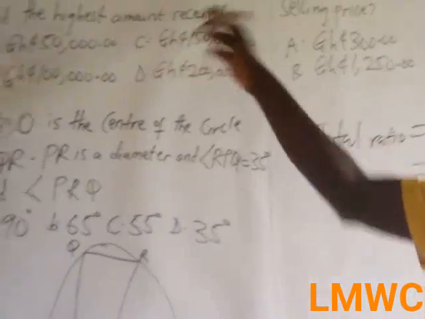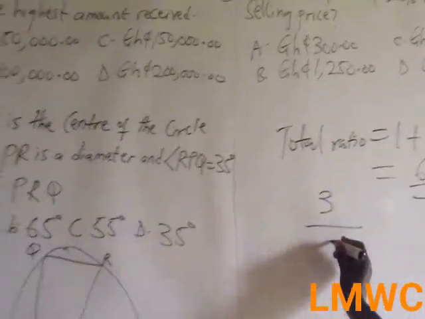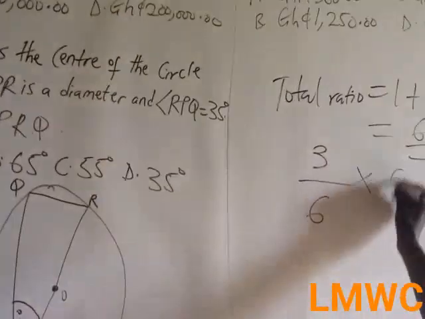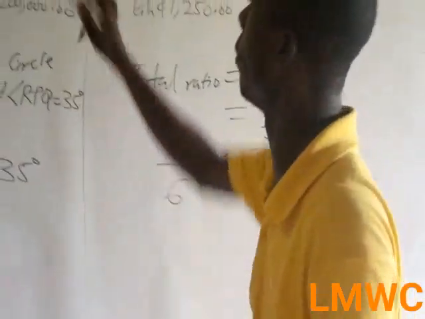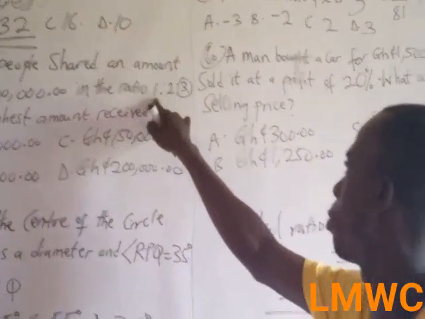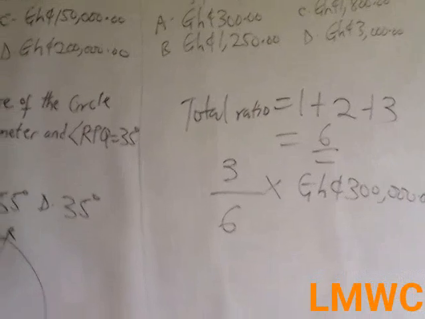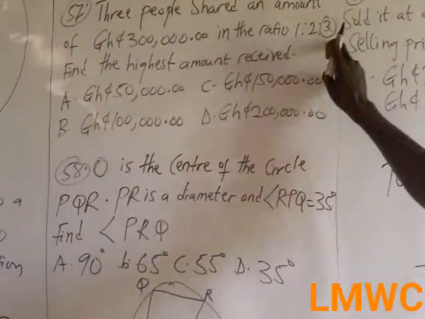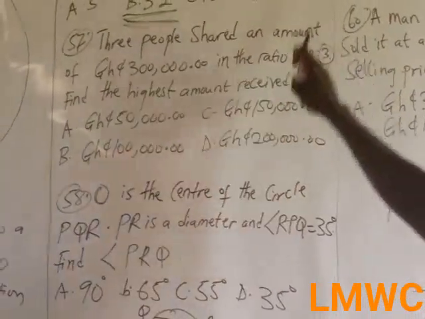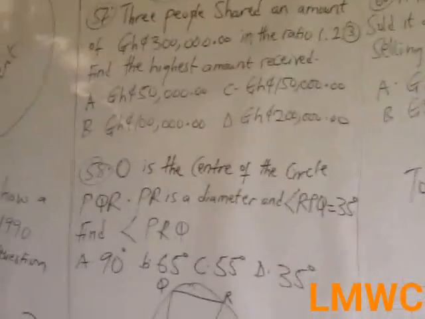To get your highest share, you take the highest ratio, which is 3, over the total ratio times the amount, which is 300,000 Ghana cedis. If they want you to find the lowest amount received, it's 1, the lowest ratio, over the total ratio times the amount. Or if they want you to find the difference between the highest and the lowest share, you find the amount for this and the amount for this.